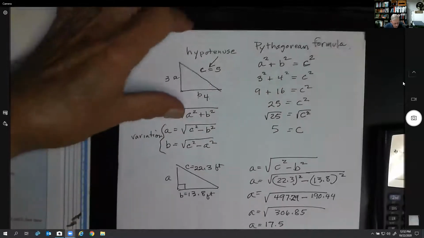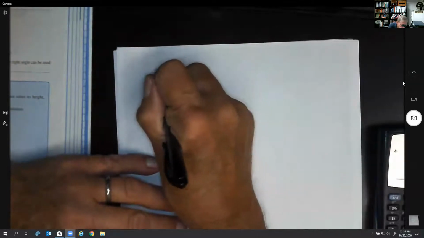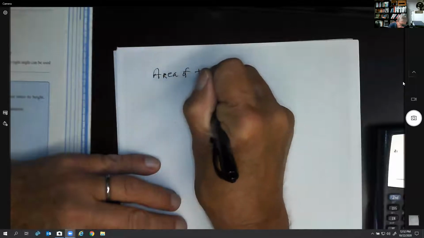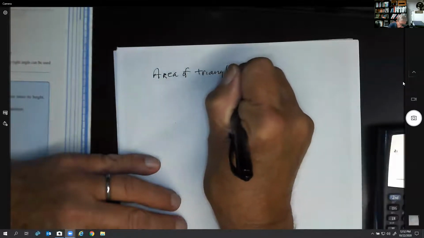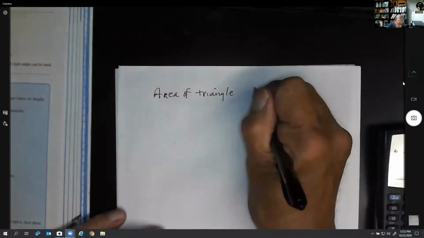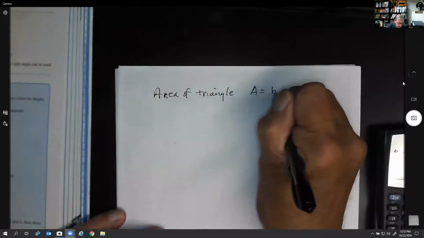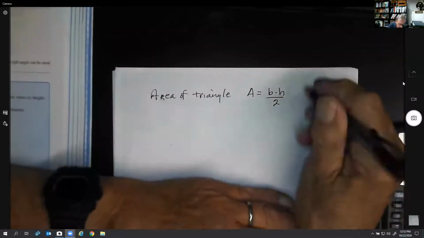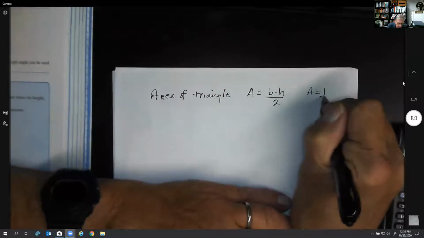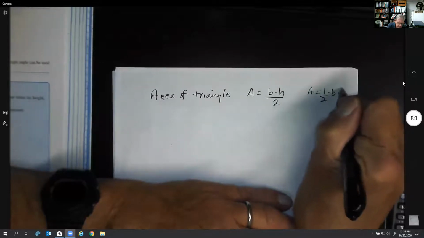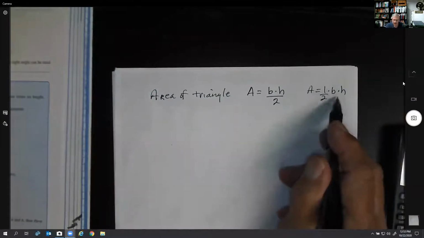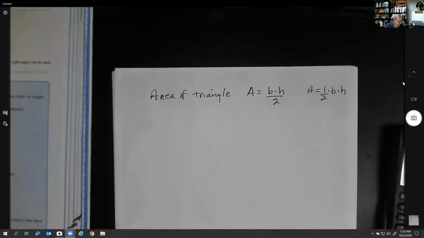Okay, let's try to find something else. What if we wanted to find the area of a triangle? How do we find the area of a triangle? The area of a triangle is equal to base times height divided by 2. Some people also write it as 1/2 times the base times the height. I personally prefer this one because it doesn't seem as intimidating as having a fraction in it.